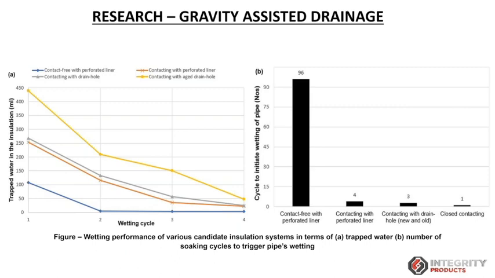So to double check that, we stripped off every system to look for the wetting of the pipe. And except the contact-free system, the wetting was found on every pipe. So that means the contact-free system was still resilient.